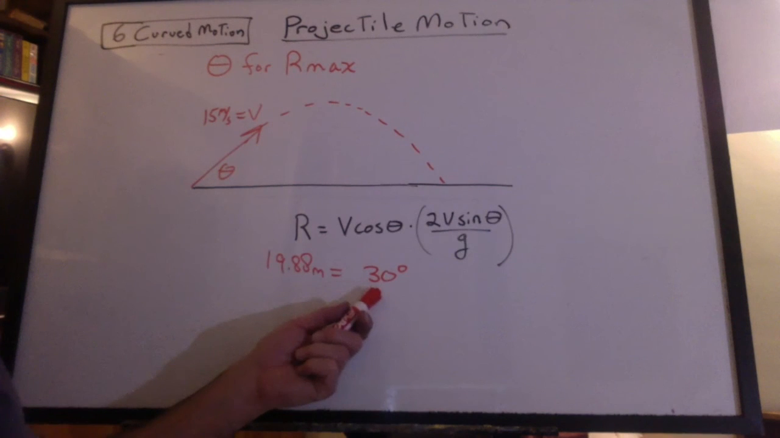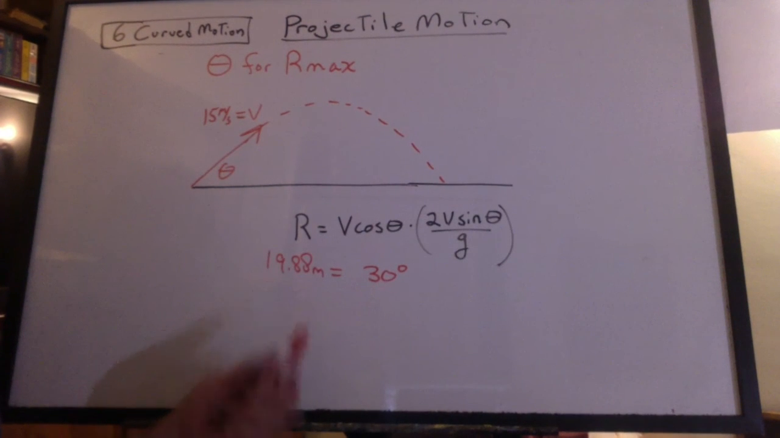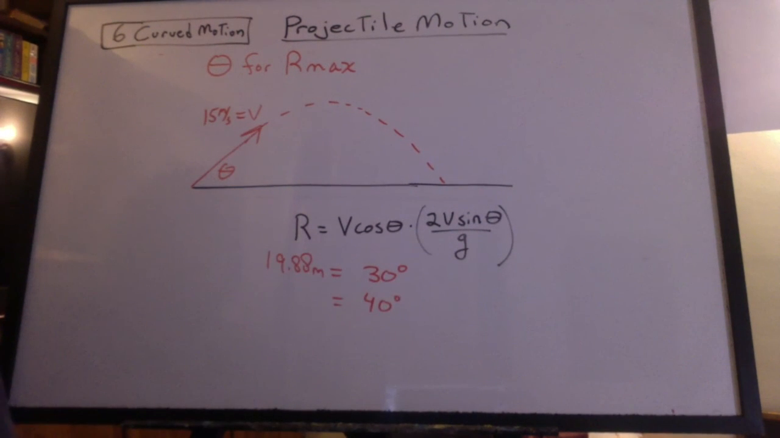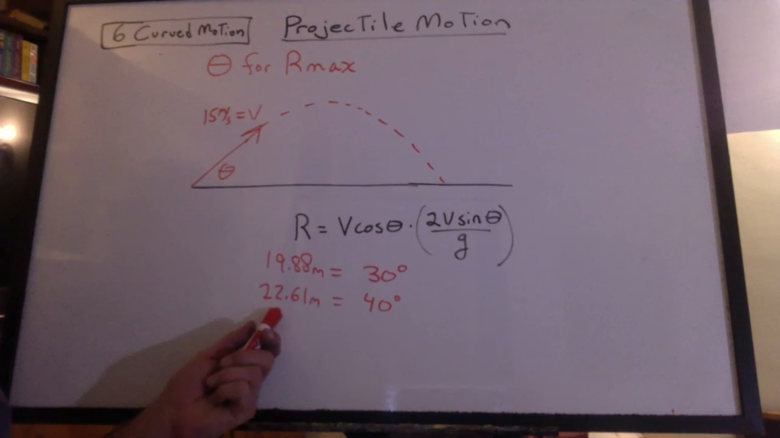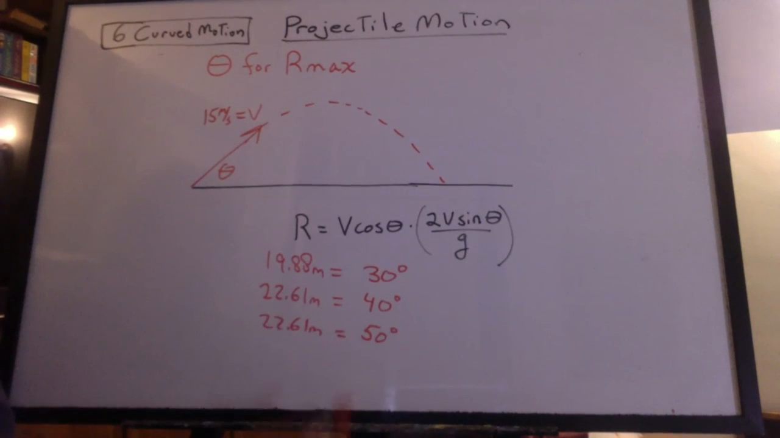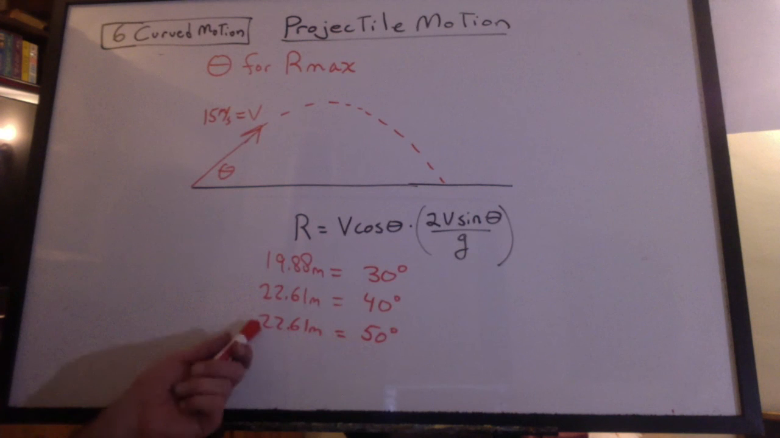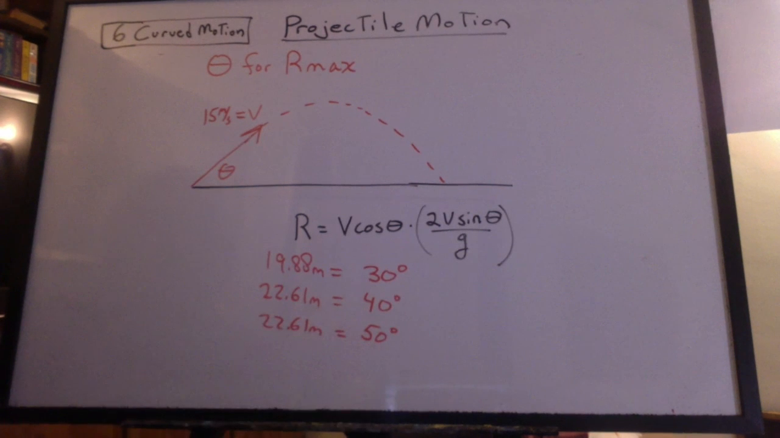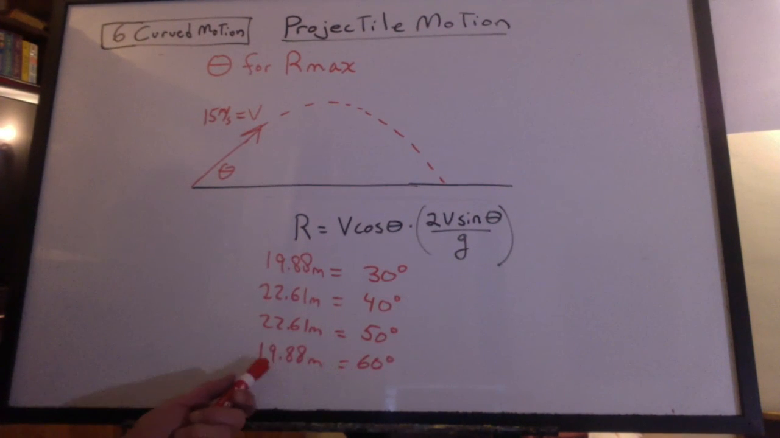Well, we just did it at 30 and got 19.88. Now let's try it at 40. Hey, I get a longer range. Hey, at 50 degrees, I get the same range. Oh yeah, they're complementary angles. Crank it up to 60, and you get 19.88 again.